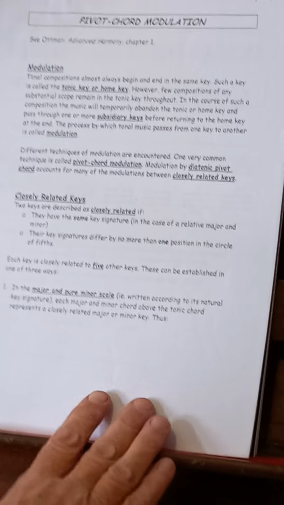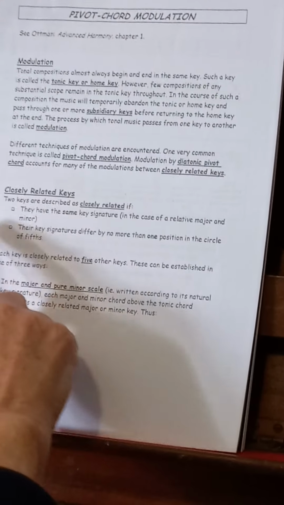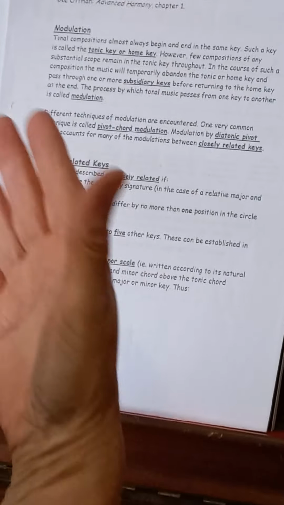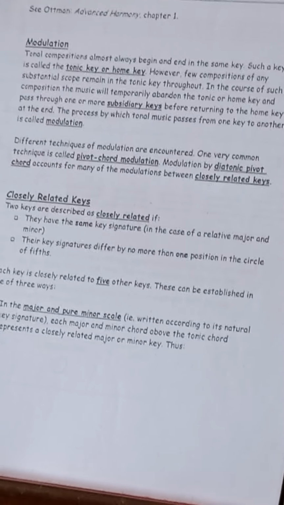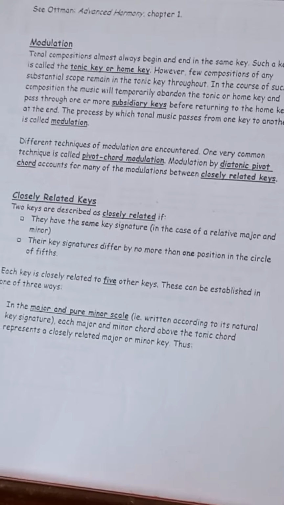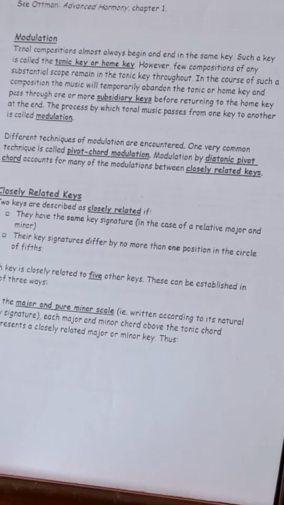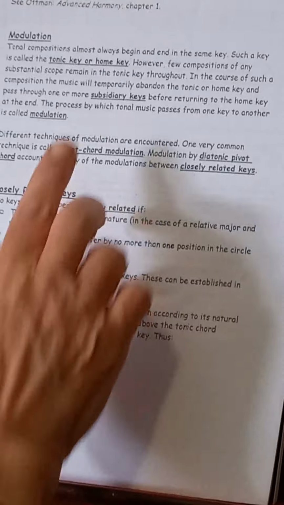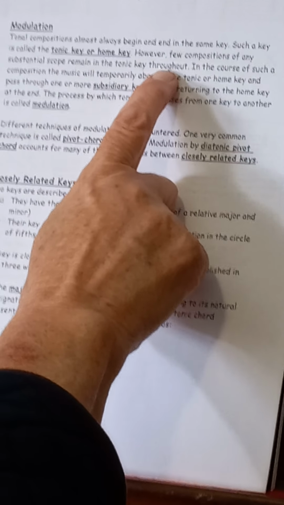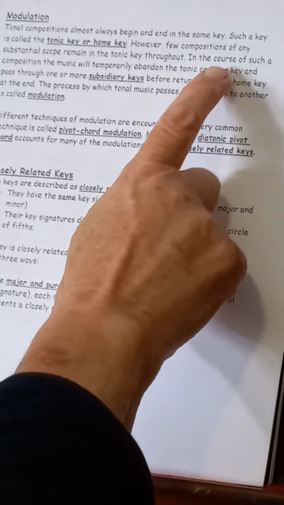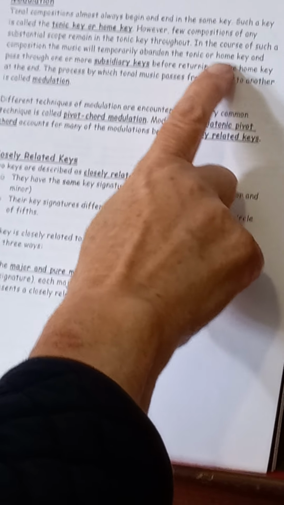Modulation means that the home key, the tonic key or the home key, is seldom maintained in a piece of any substance from the beginning to the end. Few compositions of any substantial scope remain in the tonic key or the home key throughout. In the course of such a composition, the music will temporarily abandon the tonic or home key.